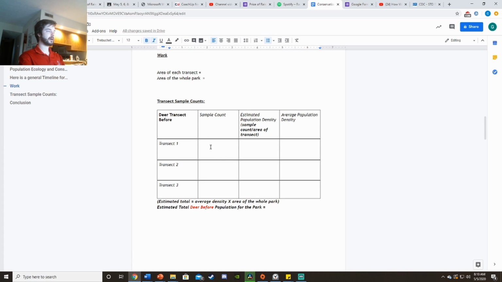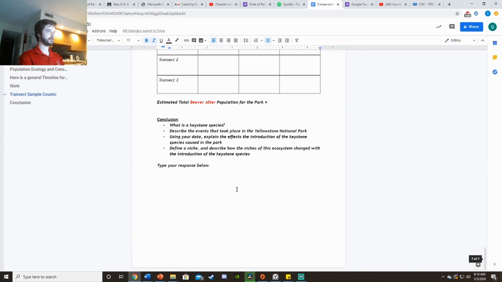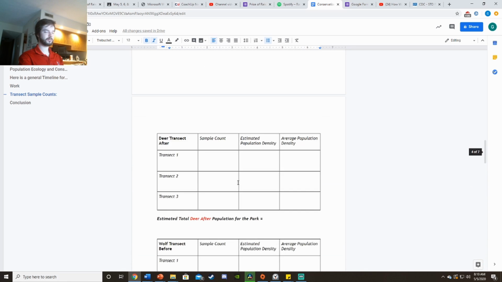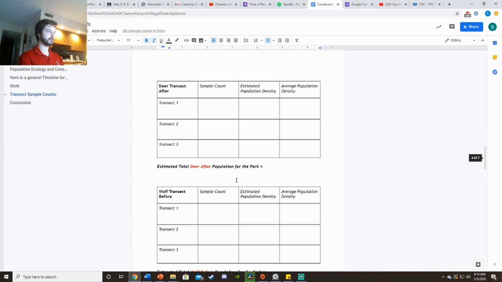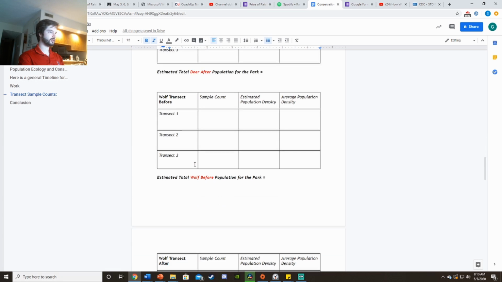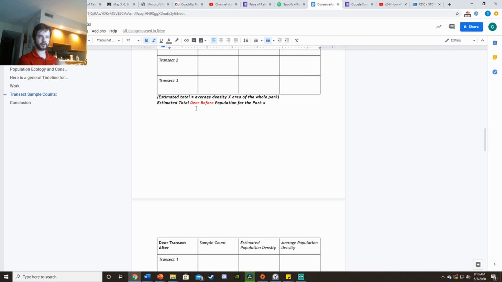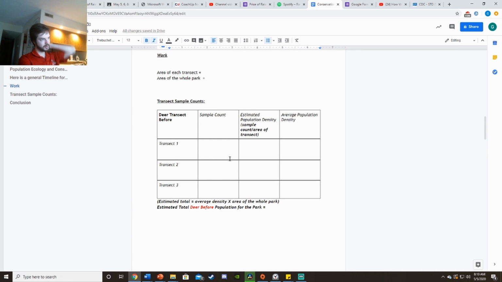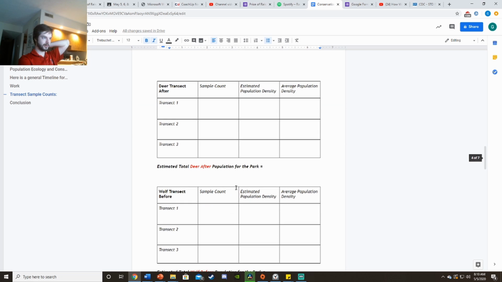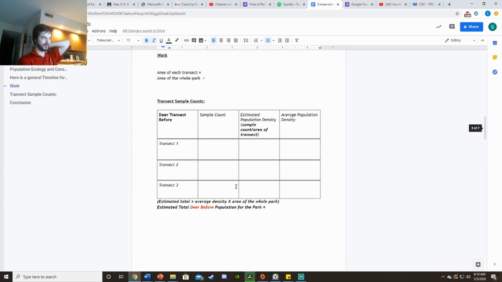You've got before and after sample counts. I know these look like a lot, but again, once you get going, they'll make sense and they'll go pretty quick, hopefully. So you've got your deer transect before. Try and keep track of these. I know there's a lot. I tried to make them as distinct as possible. I highlighted a couple words, but make sure you're typing in the right box. They start to blend together after a while. I had to be very diligent last night when I was working on these.